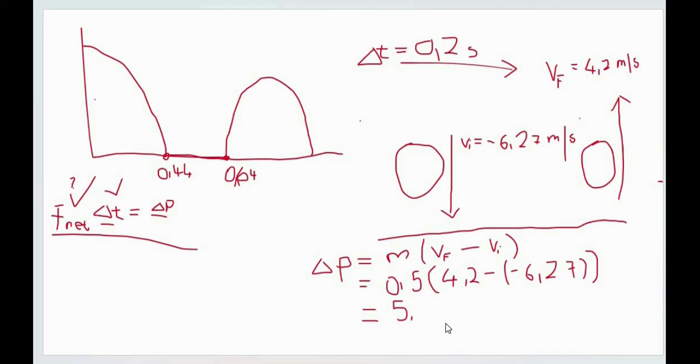So when you calculate that, you are gonna get something like 5.23. The unit for momentum is kg meters per second, right? And then it means that now we can say, okay, F net, because we now have the change in P, the change in momentum.